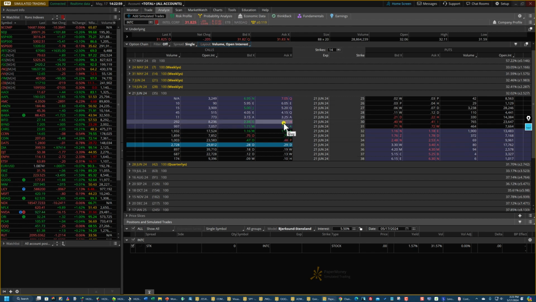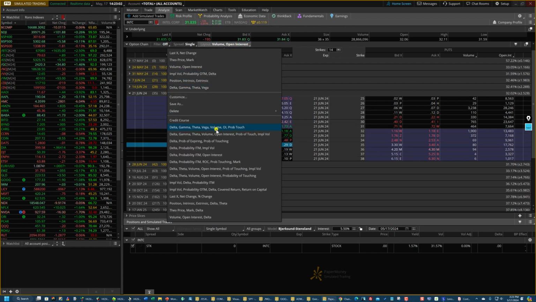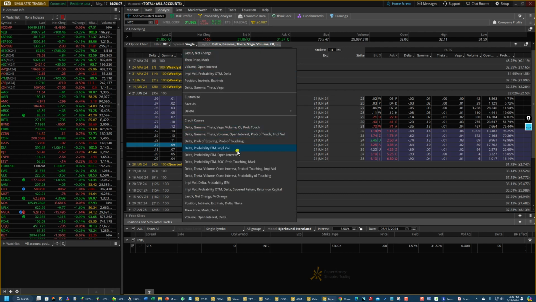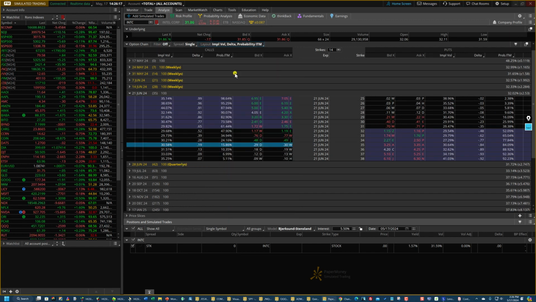I'm going to first of all change this to delta, gamma, theta, vega. I'm not going to get into all that. That's something that there are plenty of books out there to learn about, but you can see that I'm going to change this. I want probability of implied volatility delta and probability of being in the money.